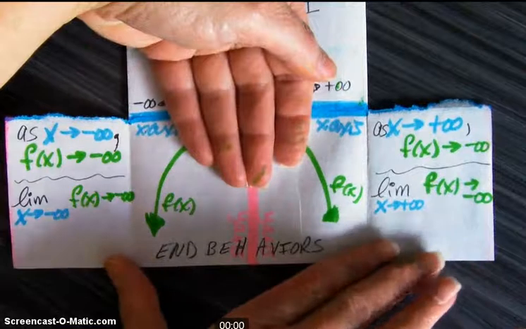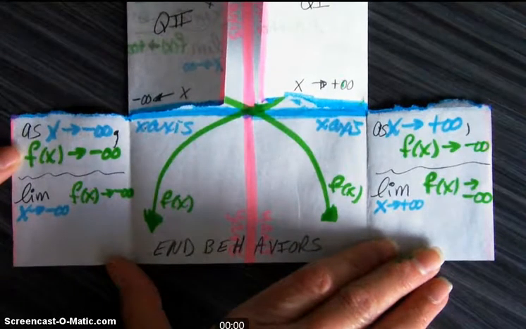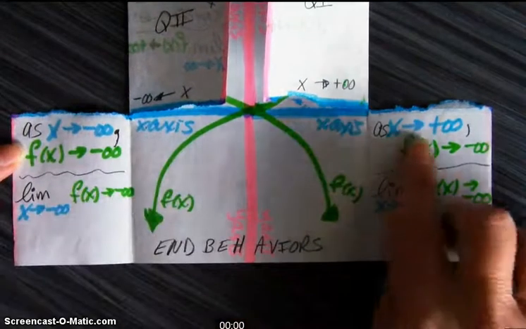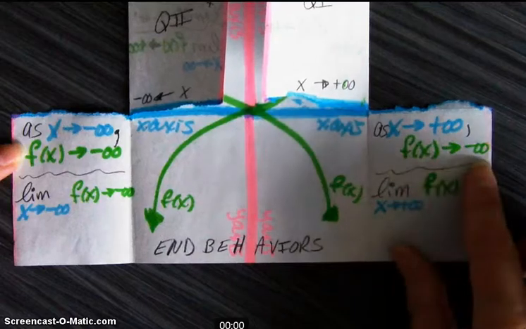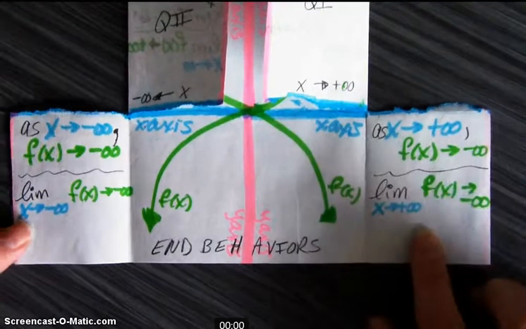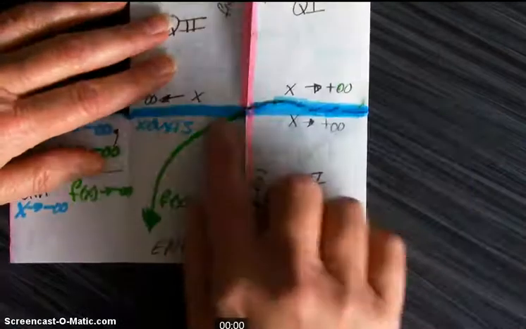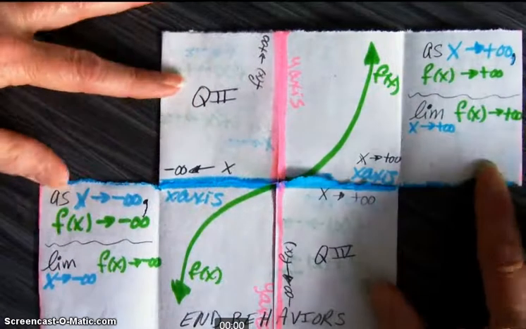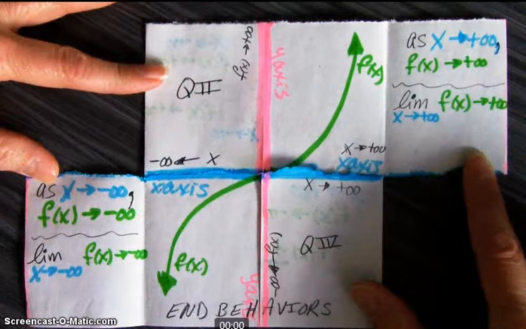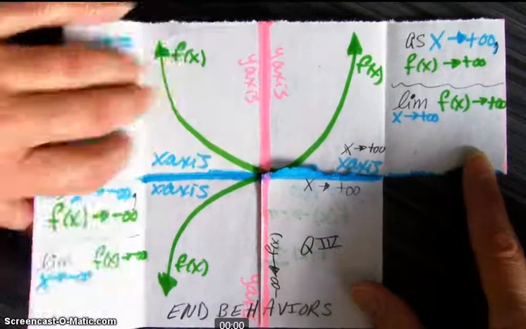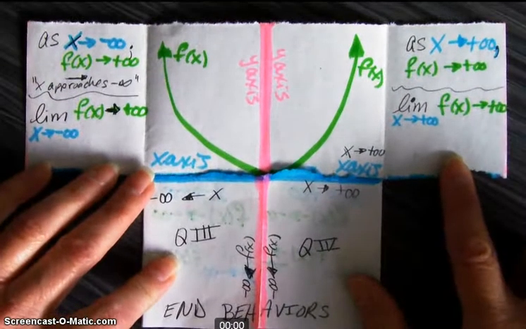And this is the statement for the end behaviors. As x goes to negative infinity, f of x is going to negative infinity. As x goes to positive infinity, f of x is going to negative infinity. And I could say it in the limit notation as well. Or maybe my graph was going up. And if my graph is going up, this would become the statements that I would say. Or maybe my graph was both going up. And then these would be the statements that I would say.